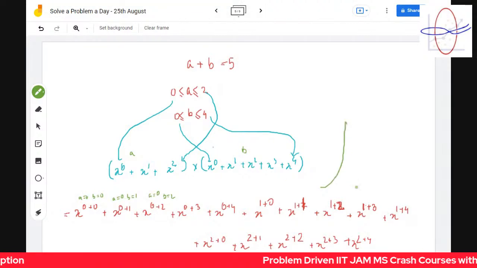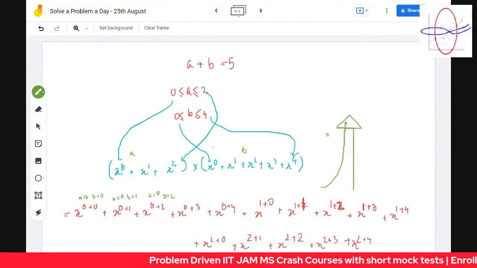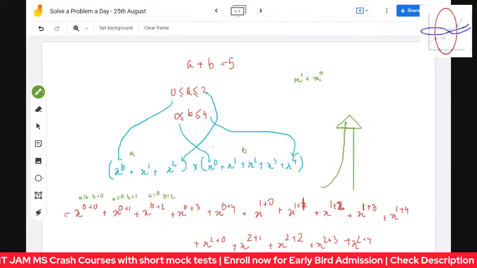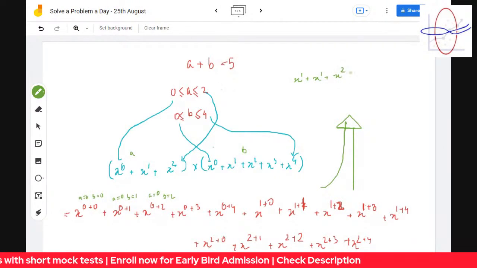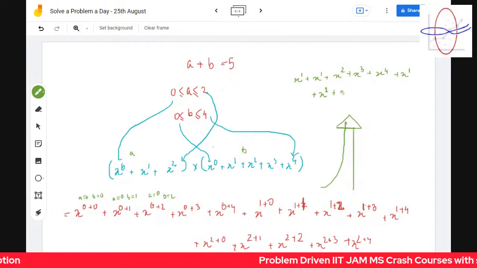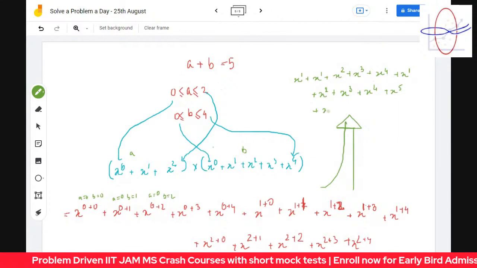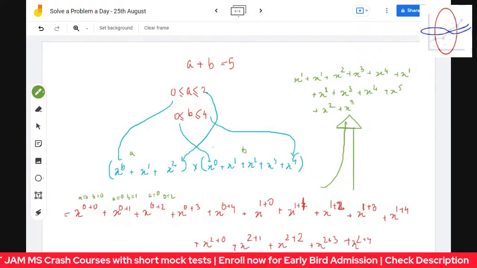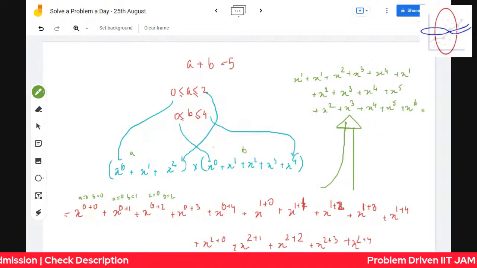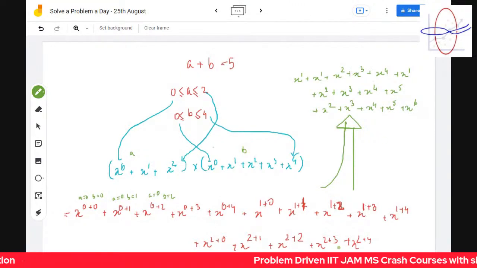Let's add this up. Let's write it down properly. And you will get x to the power 0 plus x to the power 1 plus x to the power 2 plus x to the power 3 plus x to the power 4, plus x to the power 1 plus x to the power 2 plus x to the power 3 plus x to the power 4 plus x to the power 5, plus x to the power 2 plus x to the power 3 plus x to the power 4 plus x to the power 5 plus x to the power 6. Am I making some mistake? No, I'm not making any mistake.